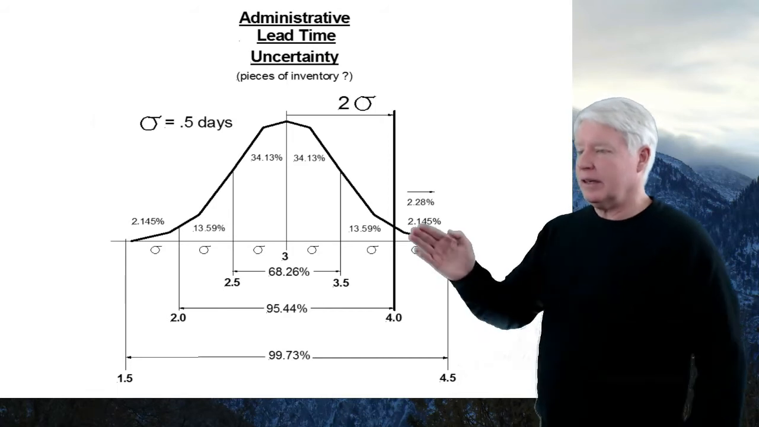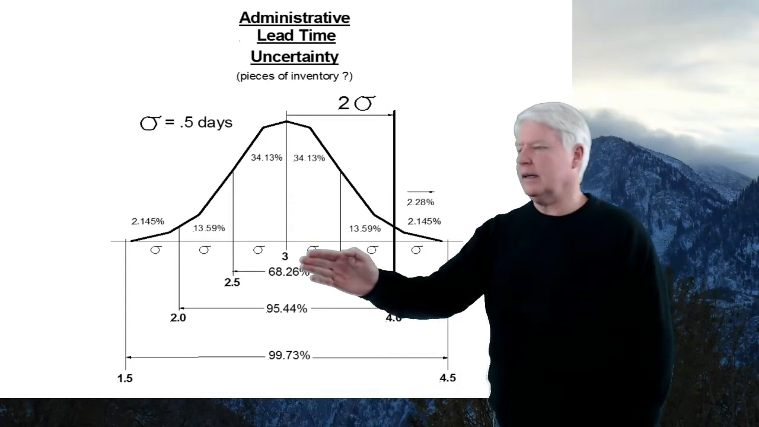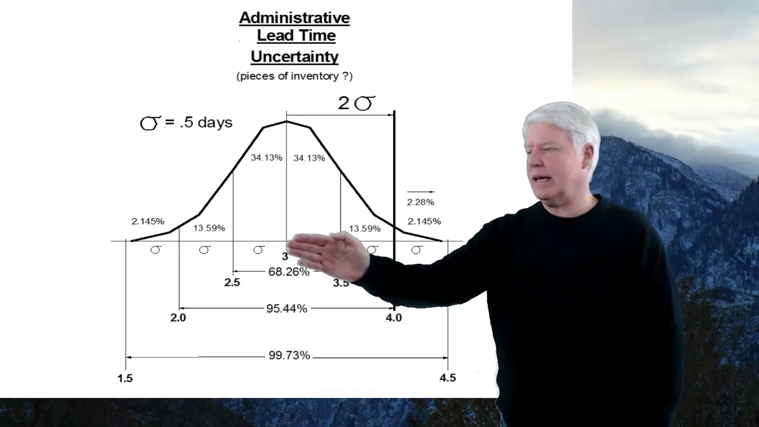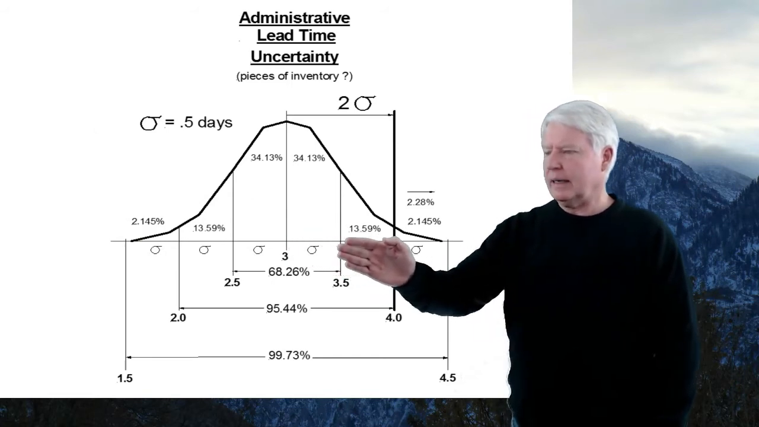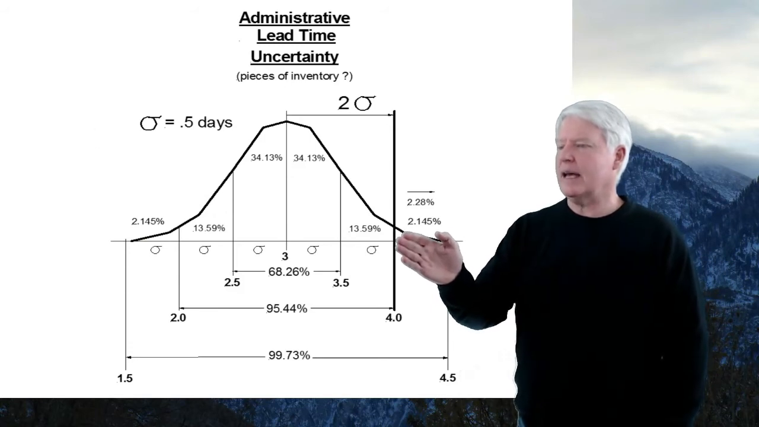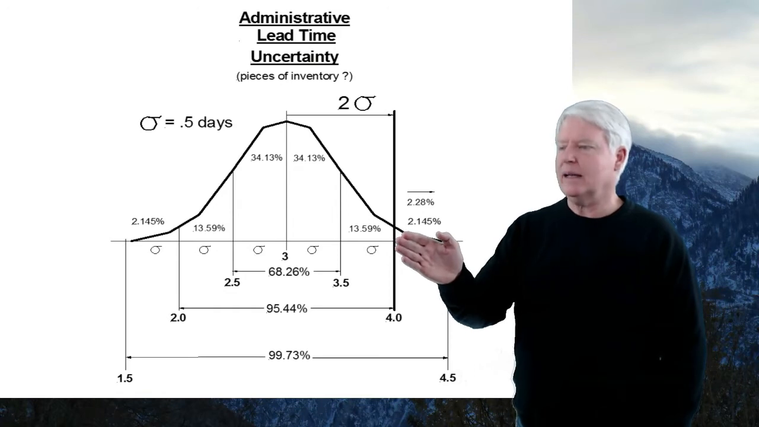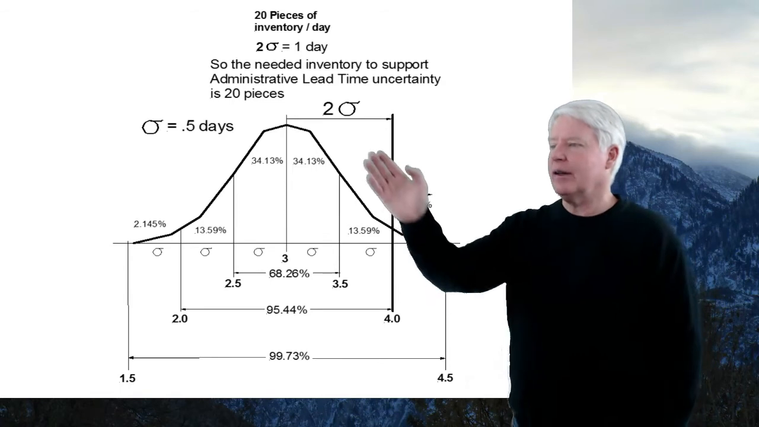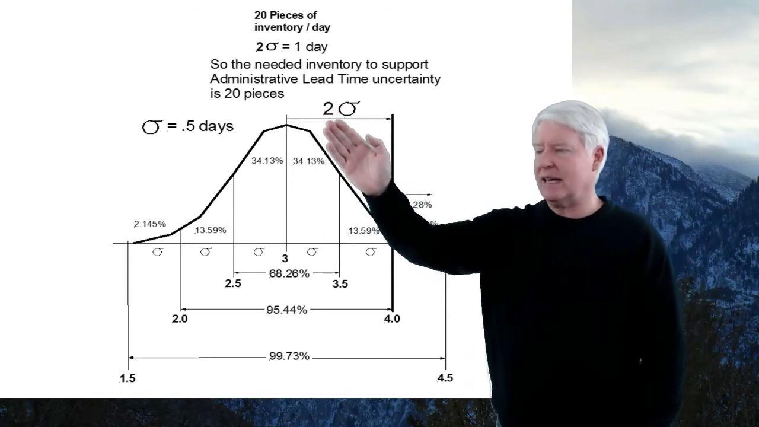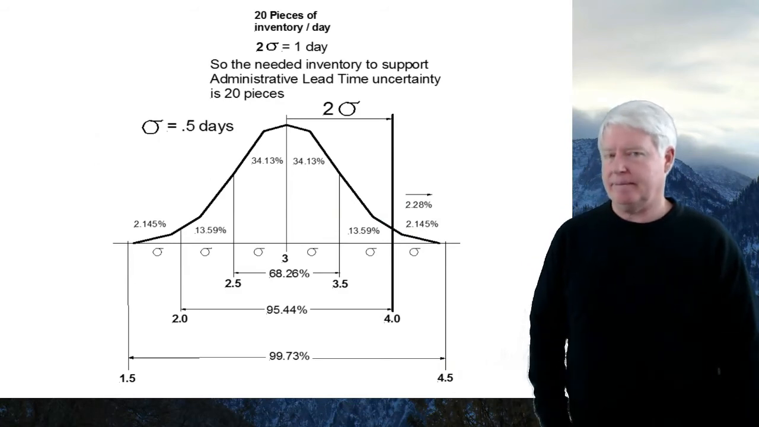A 2.28% risk per management. Well, I put it in 3 days before I need it. We've got that under control, so I don't need to worry about that. But this uncertainty is another extra day. And how many inventories did I say I'm going to assume a day? 20. Remember that? 20 to take care of the uncertainty. So I'm going to have to add another 20 pieces of inventory to my safety stock to take into account administrative lead time.